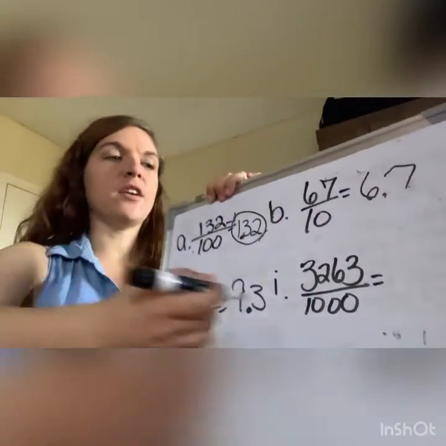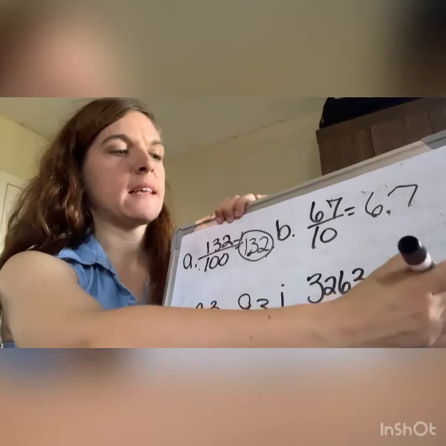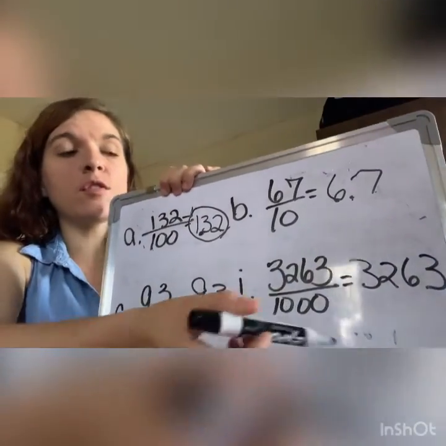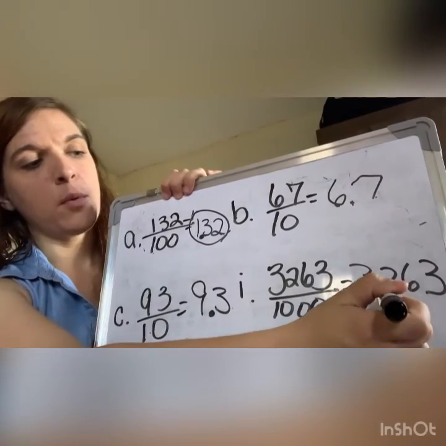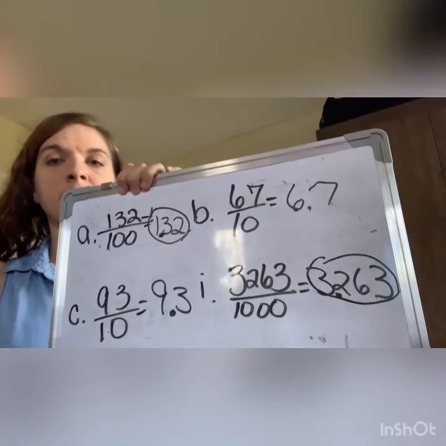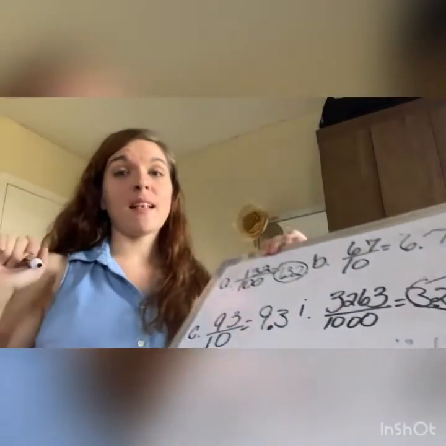You got it? You write your numbers. 3, 2, 6, 3. And we count our zeros. 1, 2, 3 zeros. So we go 1, 2, 3, point. Okay? So that's how you do that section. Now look at number 5. This is the last one of the day.